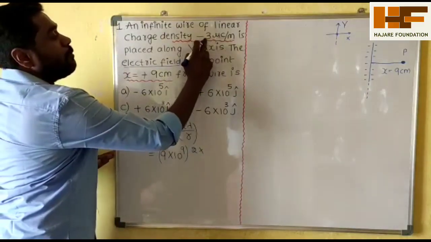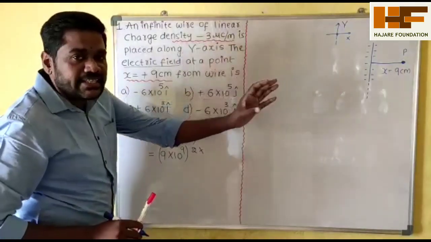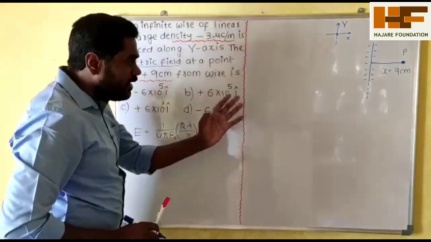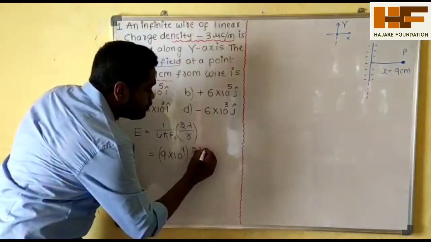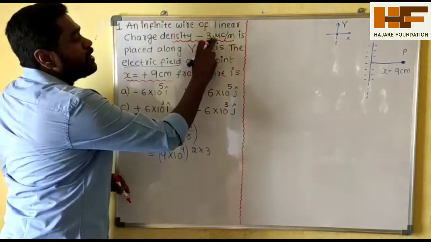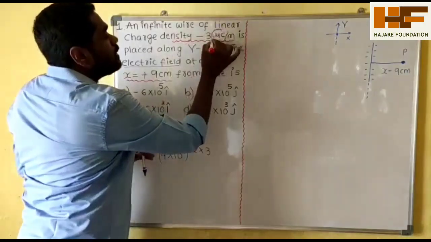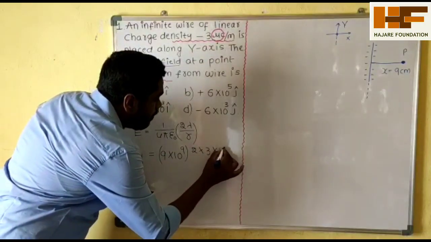Lambda is minus 3 microcoulomb. This minus just indicates the nature of the charge, whether it is positive or negative. Therefore, don't substitute this minus in this formula; I am just substituting 3. And this is not coulomb, it is microcoulomb. The meaning of micro is 10 power minus 6, so 3 into 10 power minus 6.